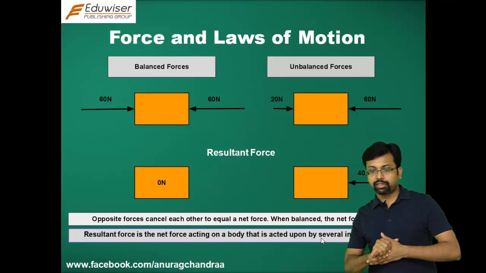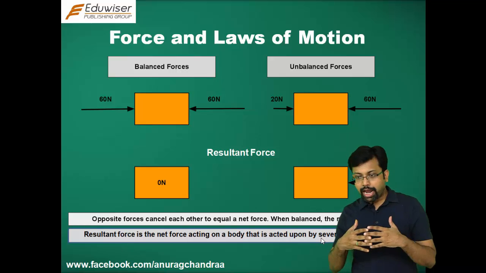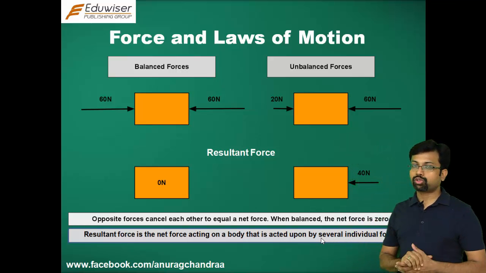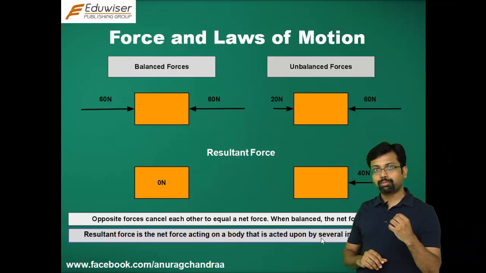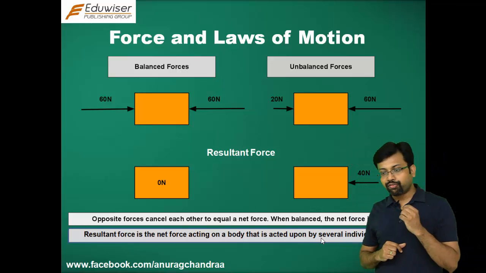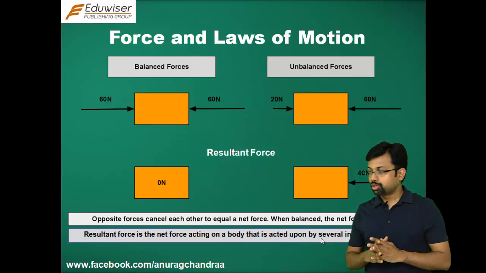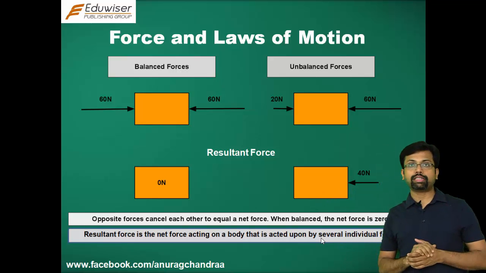So what we see here is that opposite forces cancel the effect of each other, and when balanced, the net force on a body is taken to be 0, and a resultant force is the net force acting on a body that is acted upon by several individual forces. So this is what we have to study about balanced and unbalanced forces.